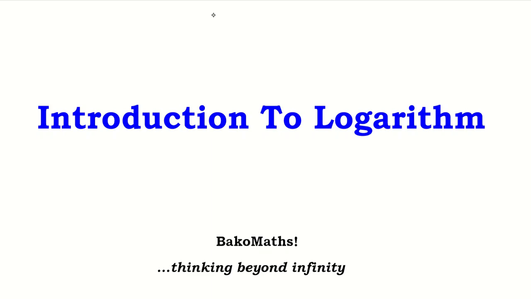Now let's get started. The overview of logarithm. We know that 2 exponent 3 is the same thing as 2 times 2 times 2. That's going to give us 8. And so we can deduce that 2 exponent 3 is equal to 8. That is fine. Now, what if we have 256?